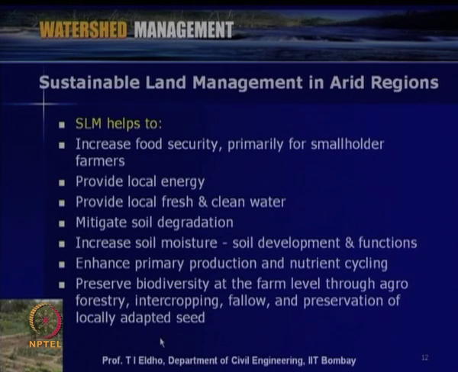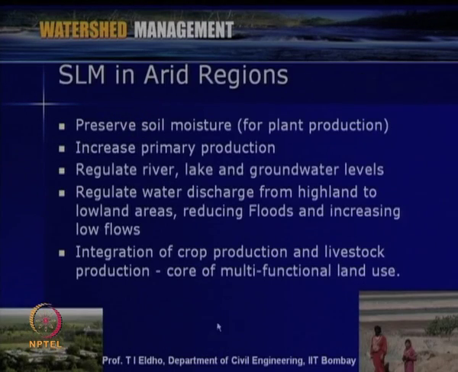So, these are some of the things we can plan as far as sustainable land management is concerned. We have to preserve the biodiversity, and in agriculture we can go for intercropping, then preservation of locally adapted seeds. Now, some of the important things we can do for sustainable land management in arid regions: we can do many things to preserve soil moisture, so that better plant production will take place.